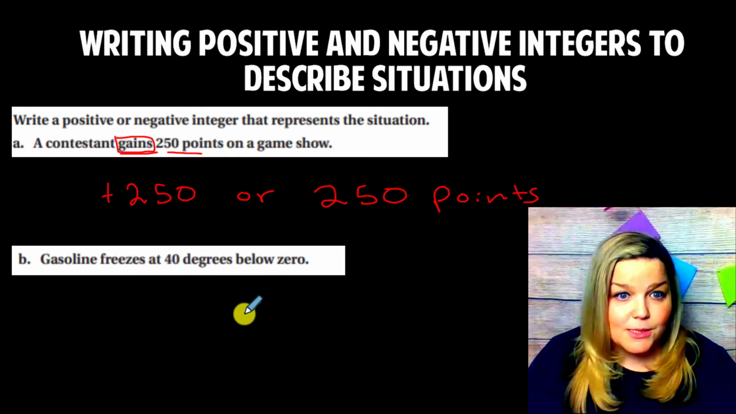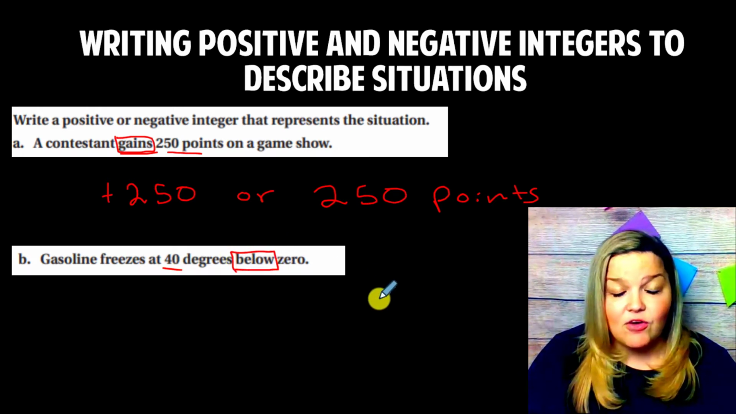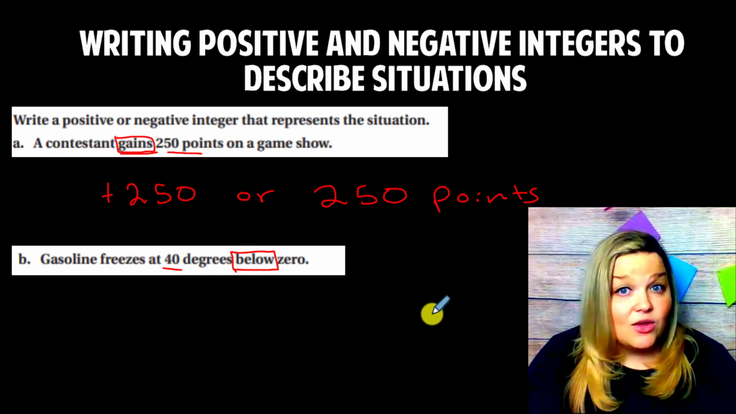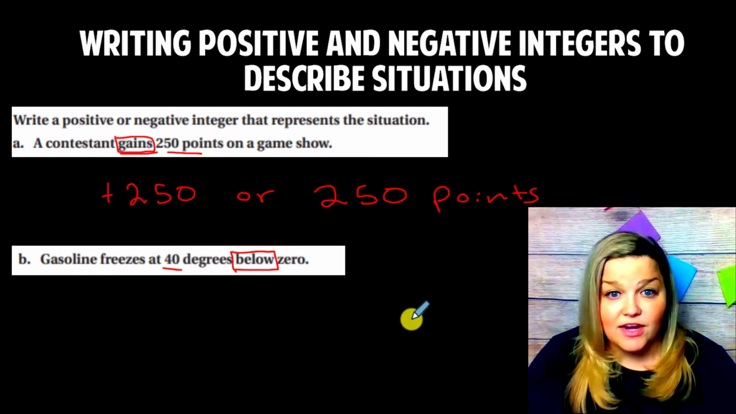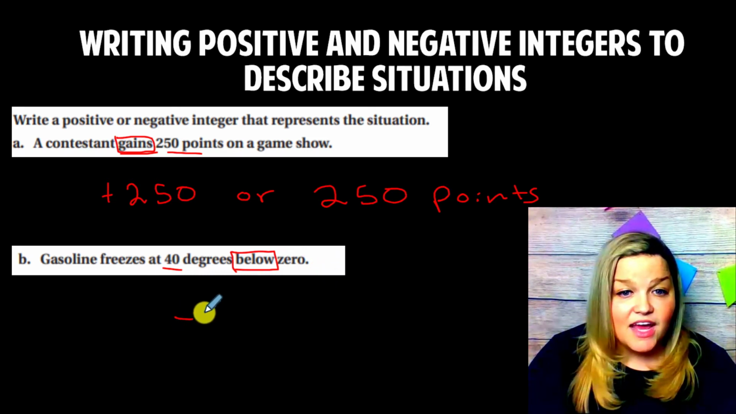Let's take a look at another example. Gasoline freezes at 40 degrees below zero. So I've identified my quantity, and I've also identified a key word that's going to indicate either positive or negative. Below zero, we know that those values are negative quantities. So we are going to write negative 40 degrees.